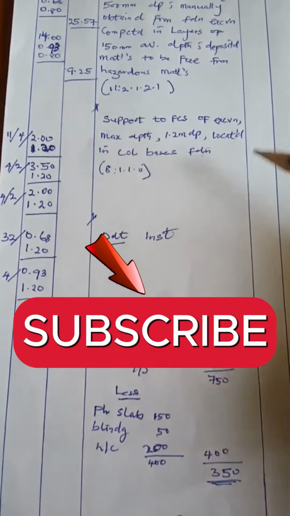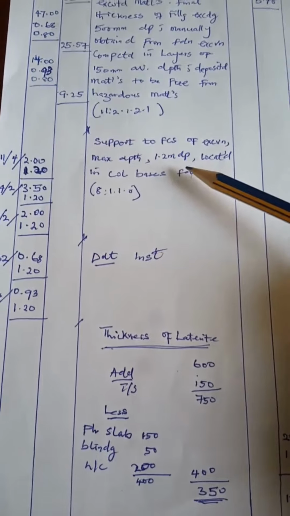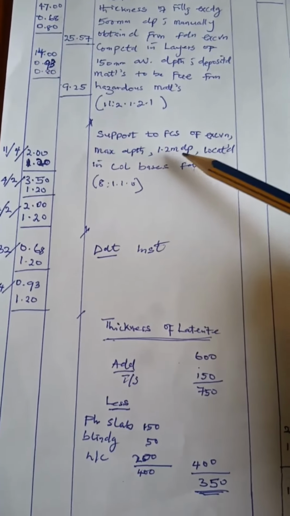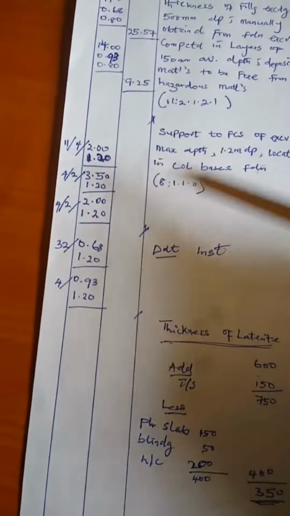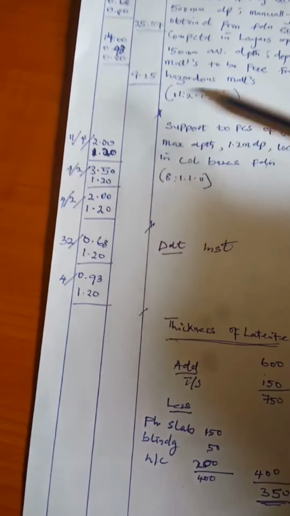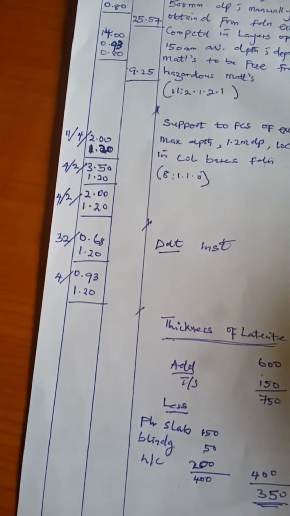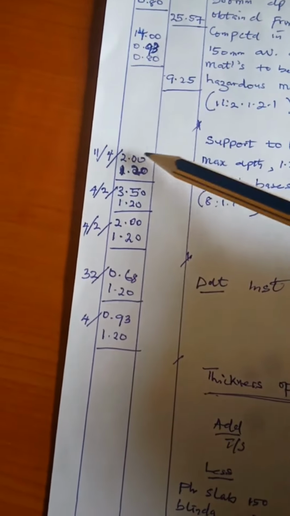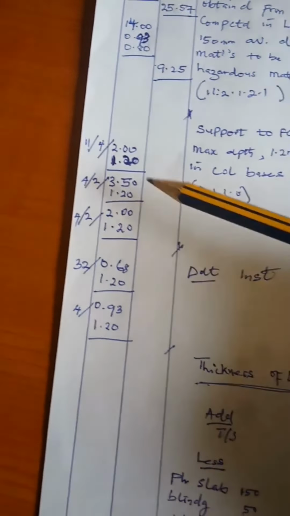So we move over to support to phases of excavation, stating the maximum depth, which is 1.2. In this case, we are looking at supporting the phases of excavation for the column base. We are considering the column base type 1 and column base type 2. So in that case, we are looking at the four sides.